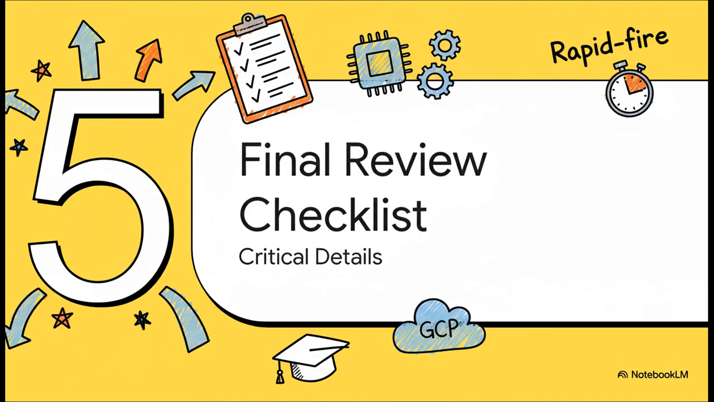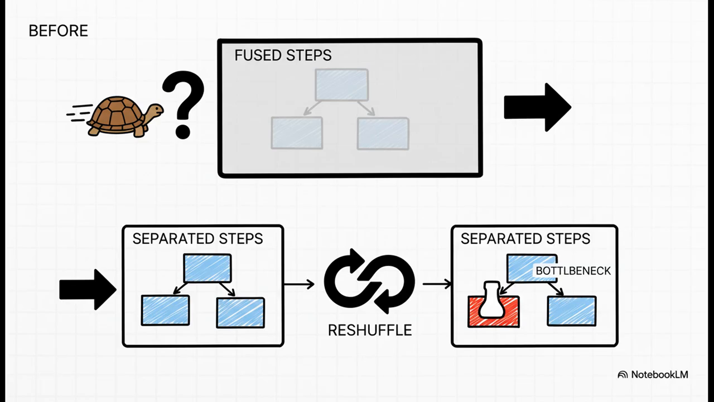All right, let's bring it home with a rapid-fire review. This is your final checklist of technical details that you absolutely, positively must have locked and loaded before you click that Start Exam button. Okay, you've got a Dataflow pipeline, it's running slow, and you can't figure out why because the optimizer has fused all the steps together. The tool you need to know to debug this is the Reshuffle operation. It forces a boundary so you can actually see the performance of each individual step.